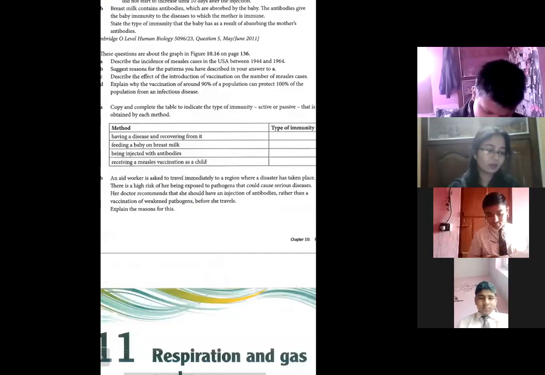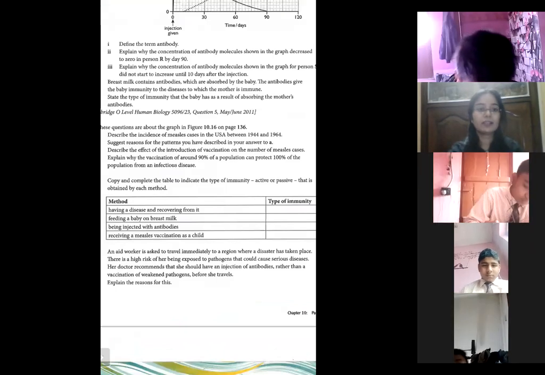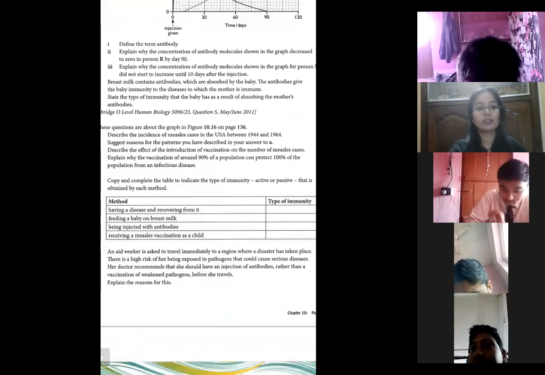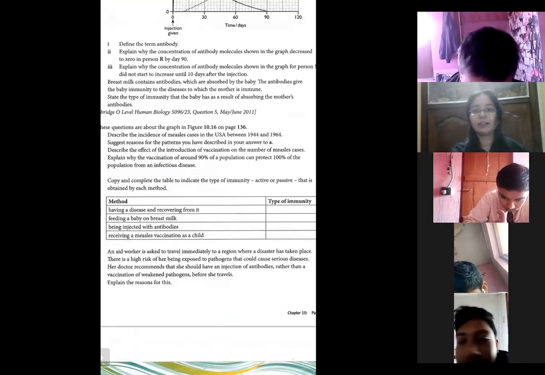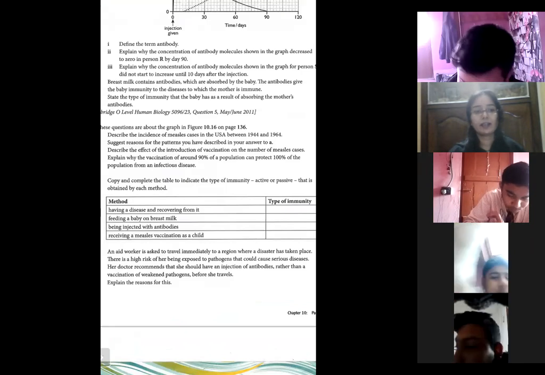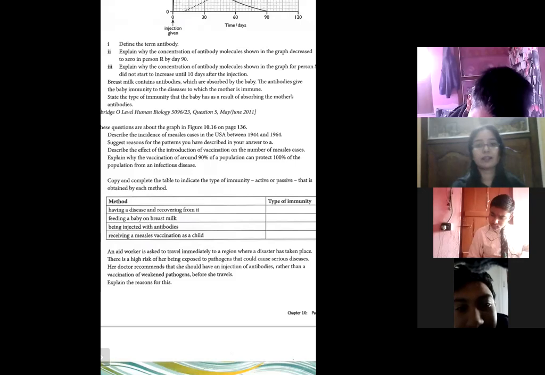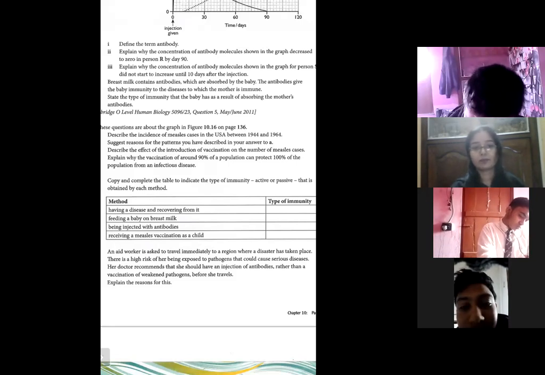Vaccination of around 90% of a population can protect 100% of population from an infectious disease. Write this complete line that is given in the question. Look at your book and write this line. The vaccination of around 90% of a population can protect 100% of the population from an infectious disease.